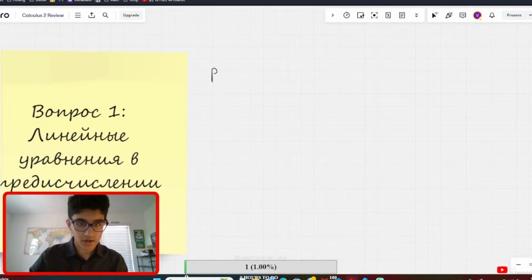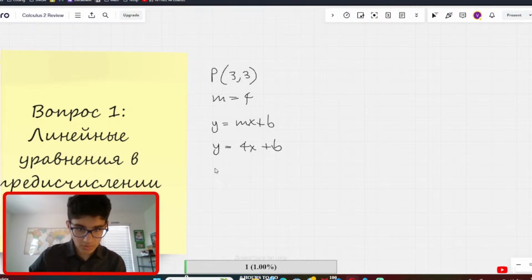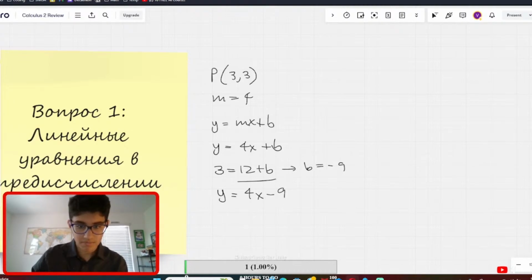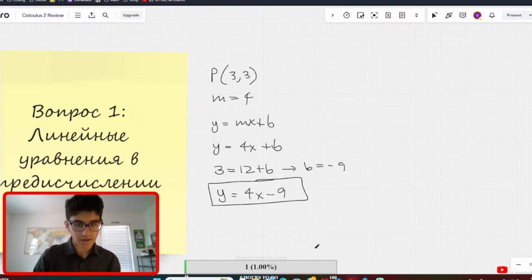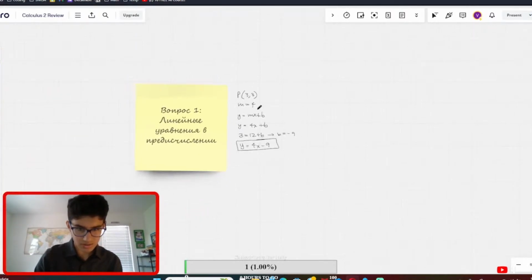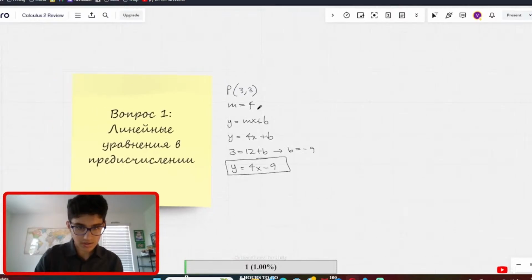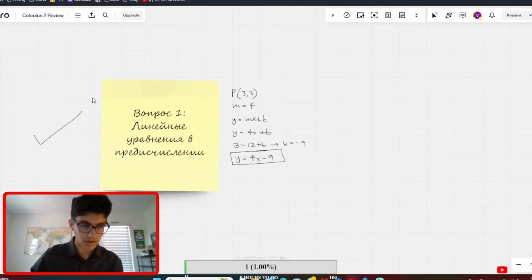Okay, basically the point is (3, 3), m equals 4, so y equals mx plus b. That's a formula. y is equal to 4x plus b, by plugging in m equals 4. Plugging in the point, we get 3 equals 12 plus b, which means b equals -9. And we can plug this back into this equation to give us y equals 4x minus 9. That's basically how you do it. Obviously, questions can get harder, but all of them will have the same general idea. That's really all there is here. Such an easy unit, so we're done already.